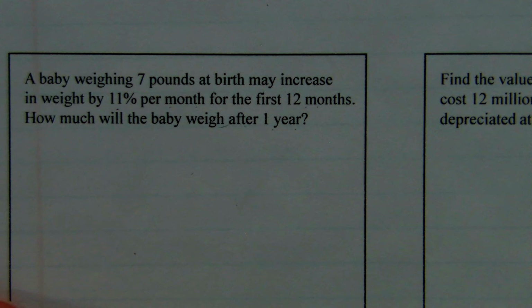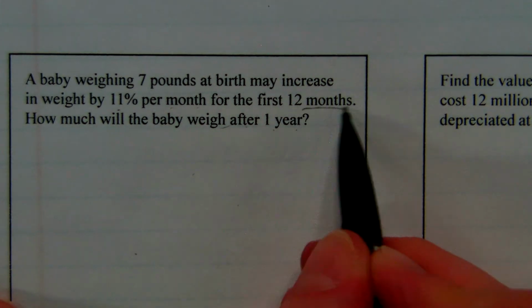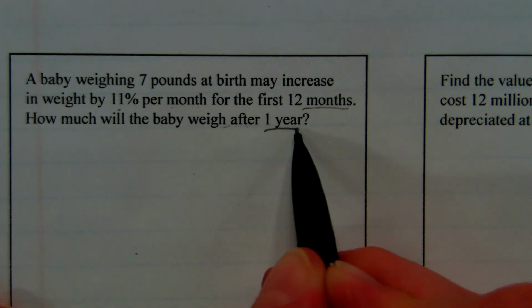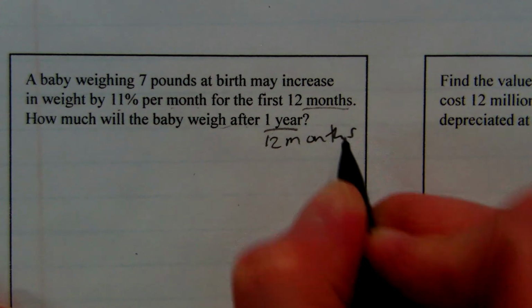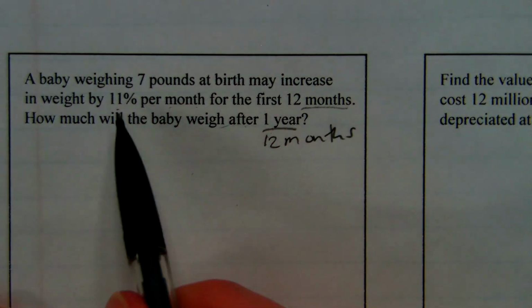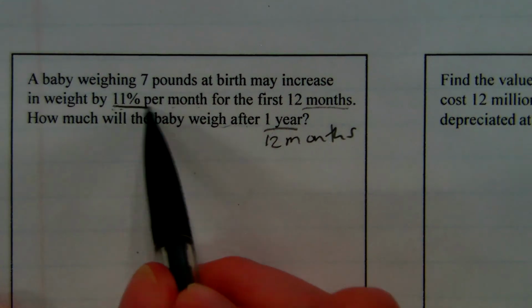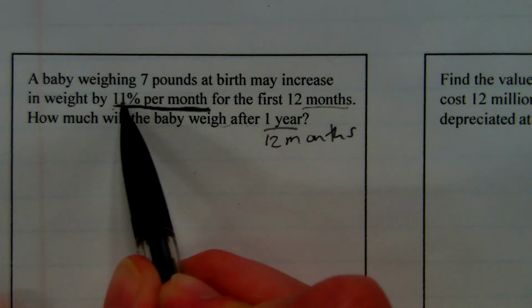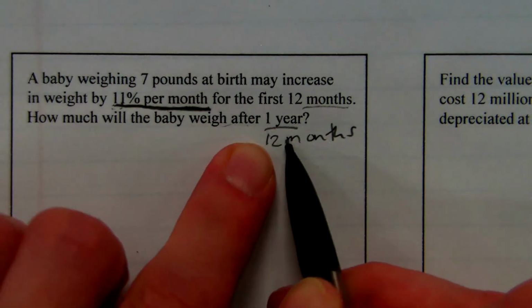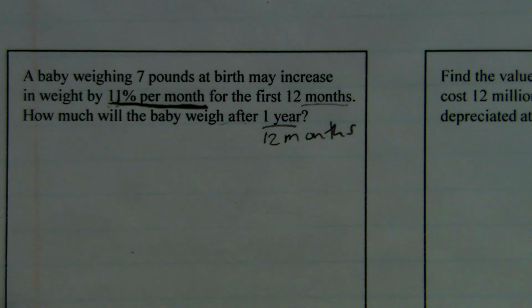Now this is tricky because here they're talking about months and here they're talking about a year. So we need to keep thinking that my time for 1 year is still 12 months because it's talking about 11% per month. So if that's how often that 11% is getting added, I need to make sure that I'm thinking about everything in terms of months. So you might have to change some of those times so that they're all on the same time units.